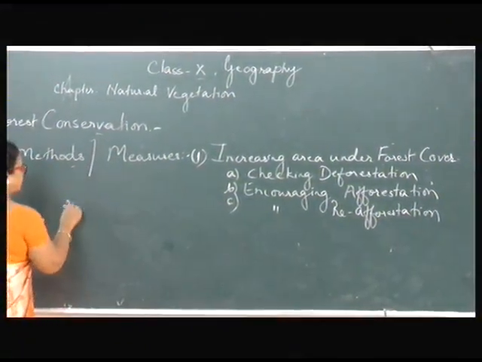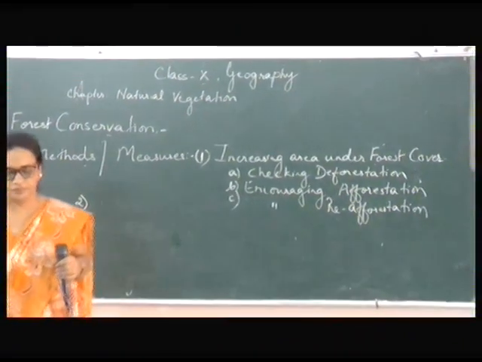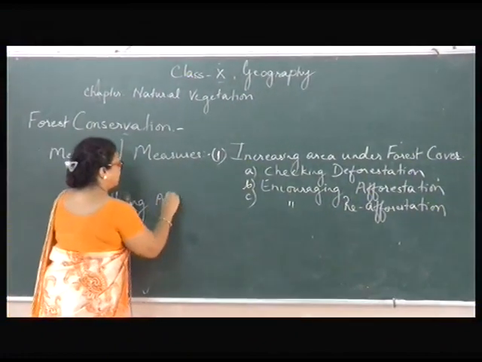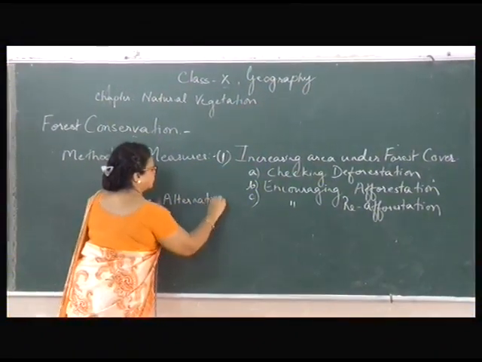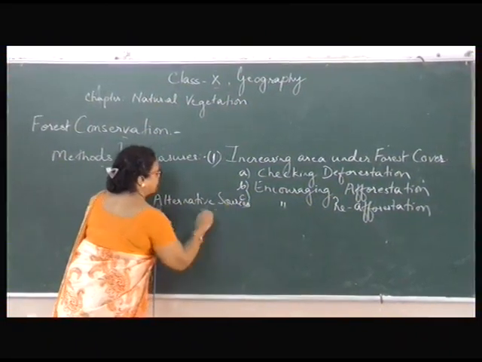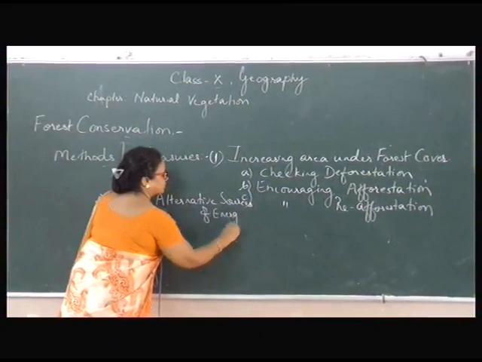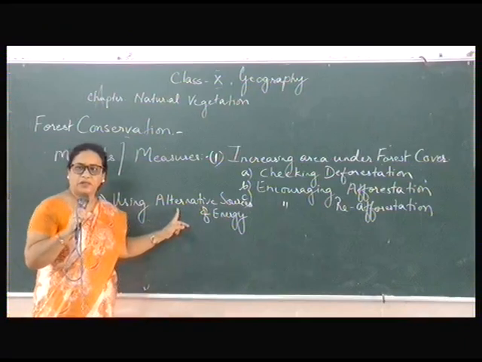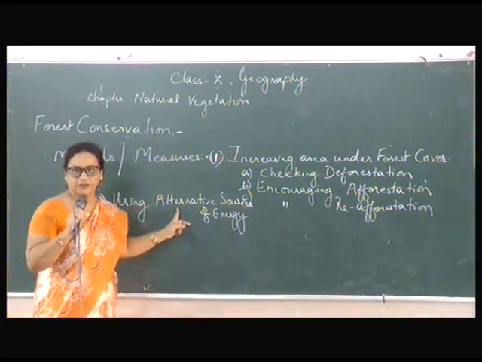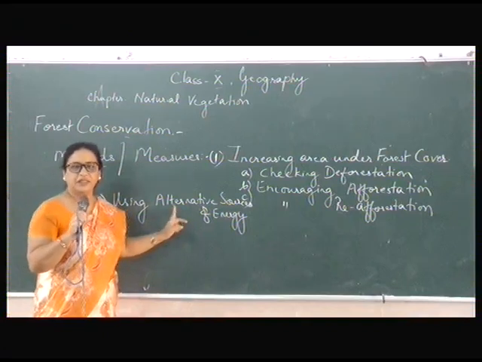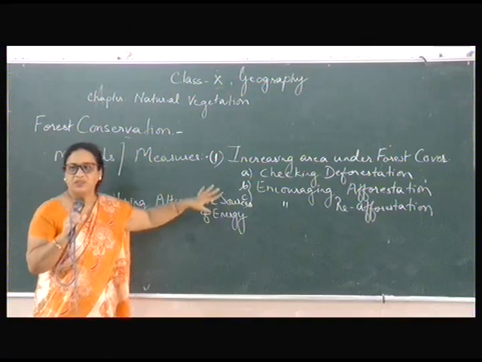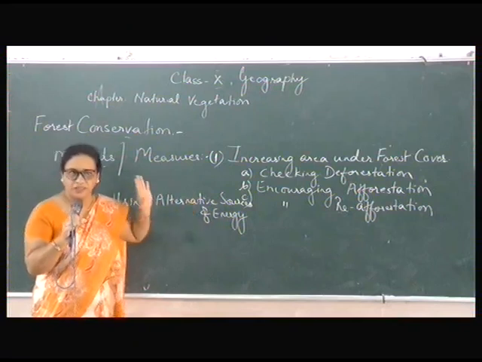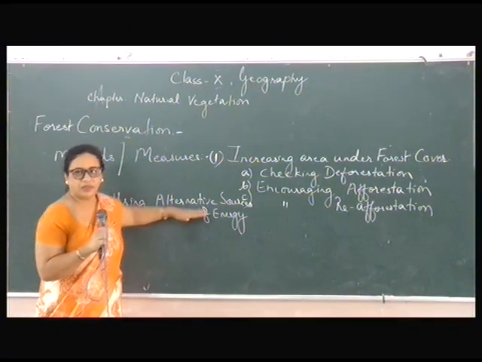Second point. Using alternative sources of energy. Please remember, a large part of India is village, rural India it is. People still are depending upon the timber or wood taken from the trees for burning in their houses. So they cut down a lot of trees. It is the responsibility of the government to develop these alternative sources.